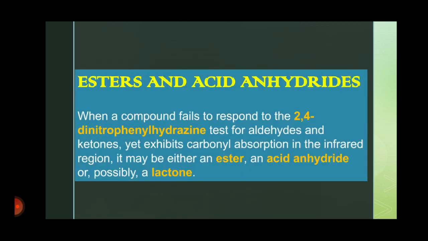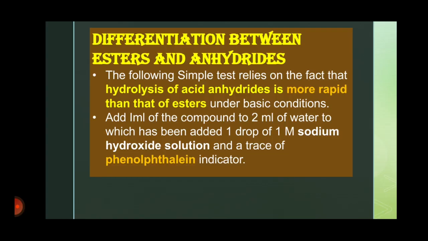Then the next identification test we will perform is for ester and acid anhydride. When a compound fails to respond to the 2,4-dinitrophenylhydrazone test for aldehyde and ketone, yet exhibits carbonyl absorption in the infrared region, it may be an ester, an acid anhydride, and possibly a lactone. So leaving lactone aside, we will test for ester and acid anhydride.